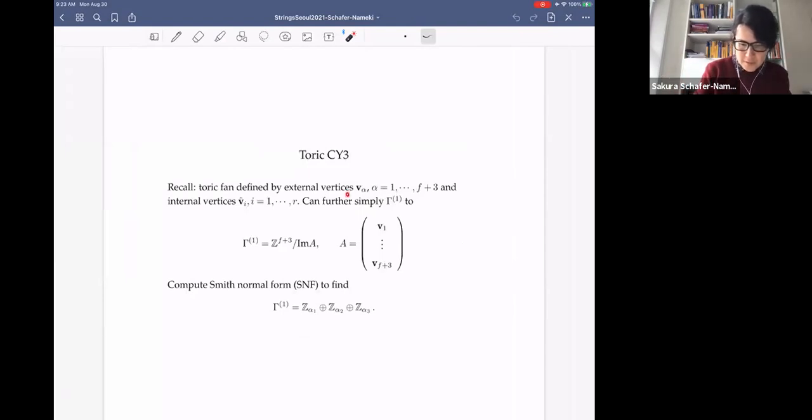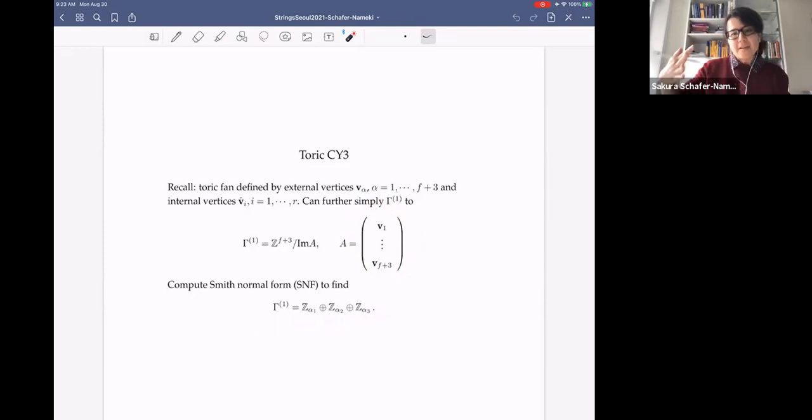Take all these vertices, stick them in a matrix, and then compute the Smith normal form of that. And the Smith normal form just tells you there's some integral transformation. You can multiply it from the left and the right with some integral matrix, and then it'll just become a diagonal matrix. And here the diagonal entries are these alpha 1, 2, and 3. And the one form symmetry for these toric models are always of this form, but there can be three cyclic groups which are determined by simply the vertices of this toric diagram.